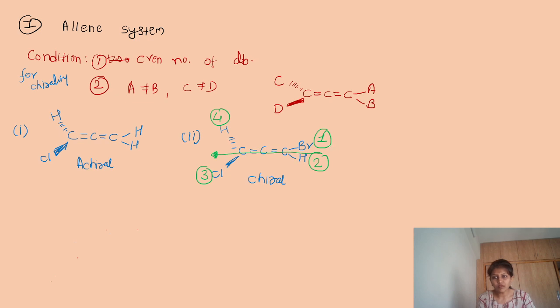Okay, so here we can say 1, 2 and 3. So starting from 1, 2 to 3, it is clockwise. So it is R. But the condition is that the fourth group must be below the plane, or one can say the fourth group must be vertical. So here the fourth group is below the plane, so R becomes as it is. So its configuration is R. It is chiral and having R configuration, right? Okay. So another example I will give you. So suppose, third one.